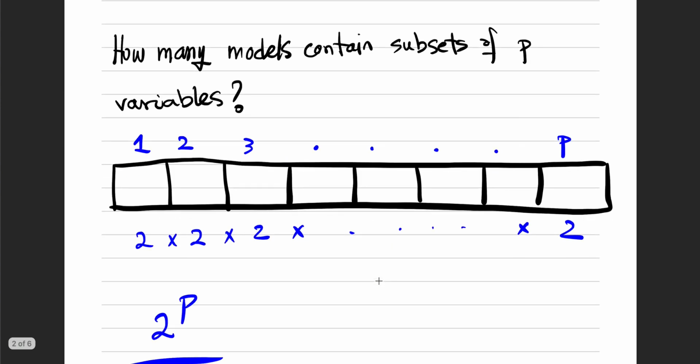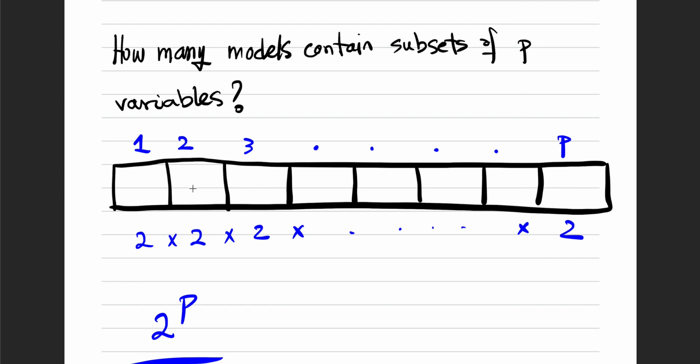In order to answer that question, we need to first answer how many models contain subsets of p variables. So p is something we use to refer to the number of predictors. When we have p predictors, what are the possibilities? The first feature is either associated or not associated. The second feature is either associated or not associated. The third feature is either associated or not associated, and so on.